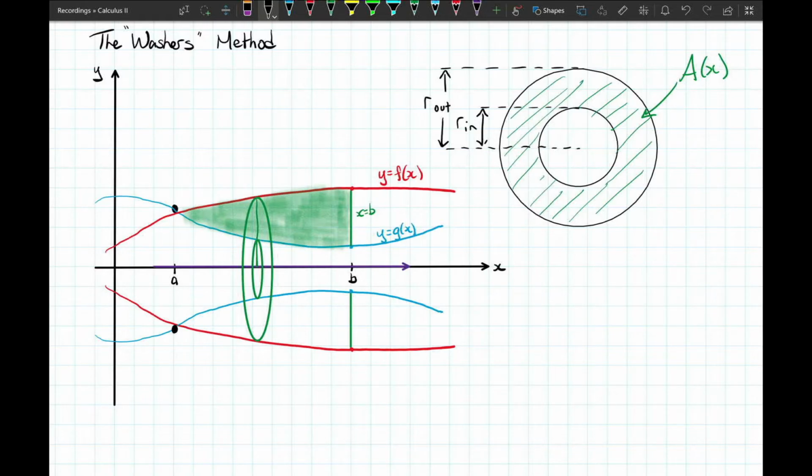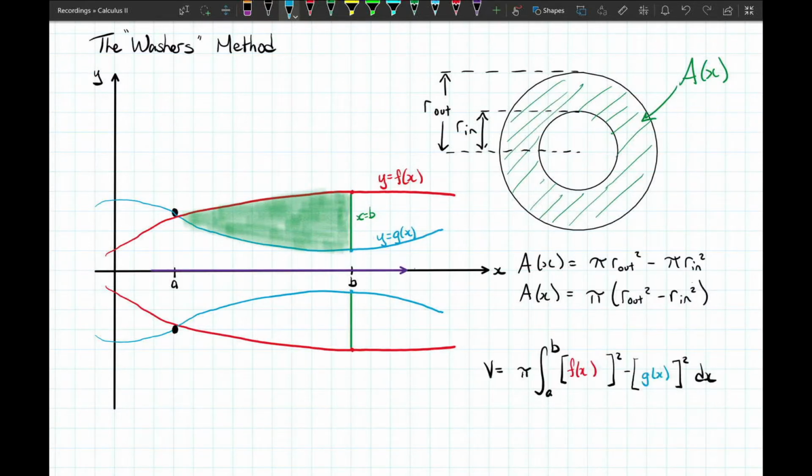And the cross-sectional area, this green region, is simply just the area of the outer circle minus the area of the inner circle. Pi times r outer squared minus pi times r inner squared. We can factor a pi out of that, and we'll end up with our definite integral. Well, because our outer radius is f of x and our inner radius would be g of x, this will give us our integral of f of x squared minus g of x squared integrated from x equals a to x equals b.